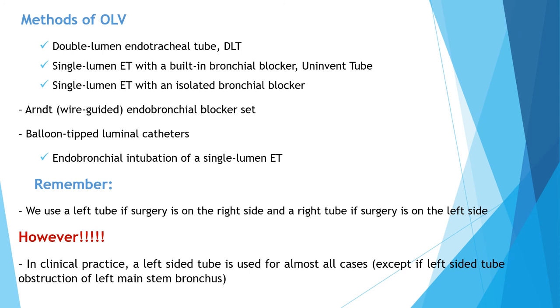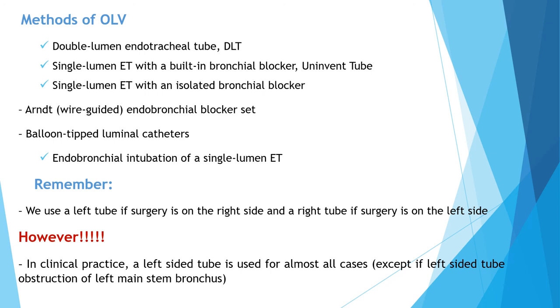So methods of one lung ventilation: the double lumen endotracheal tube, another option is a single lumen endotracheal tube with a bronchial blocker, or another is an inverted tube, where a single lumen endotracheal tube is used with an isolated bronchial blocker.